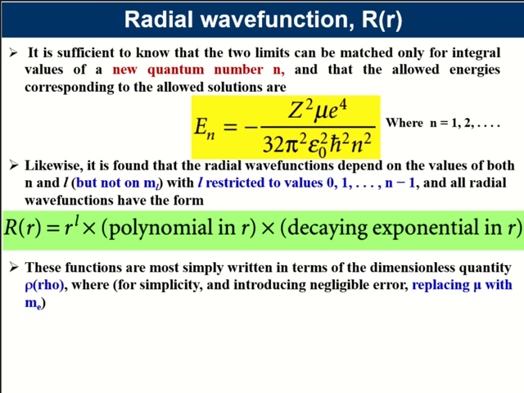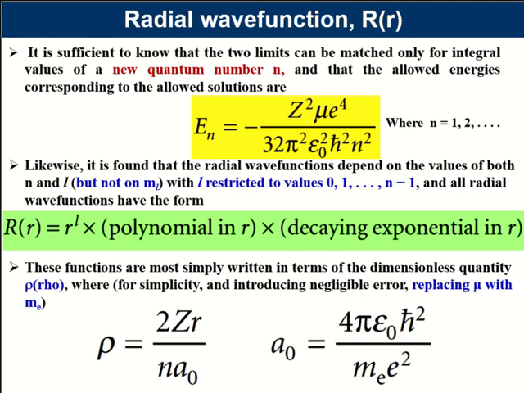Even in simpler terms, we define a quantity rho, which takes into account 2Zr by n a naught. Here a naught is the Bohr radius, which is defined as 4 pi epsilon naught h cross square over mass of electron times e square. Note that we are replacing mu with m_e, because the reduced mass is very similar to the mass of electron. For the sake of simplicity, we can replace mu with m_e.